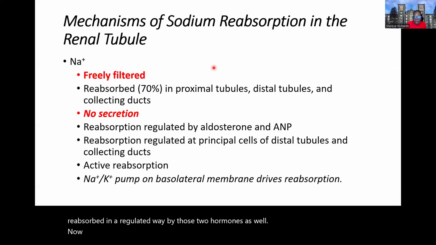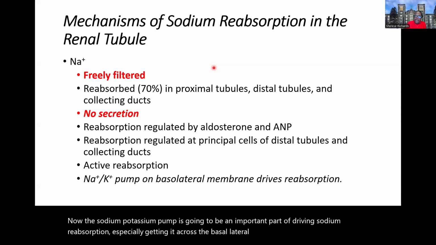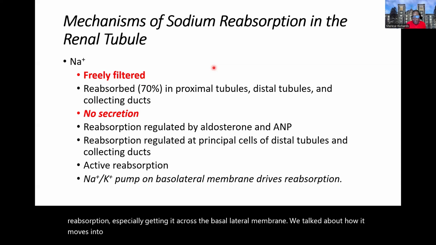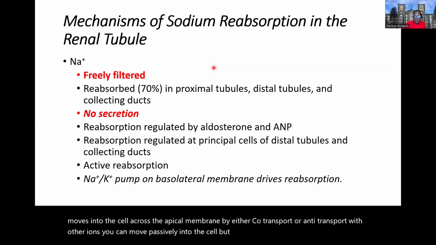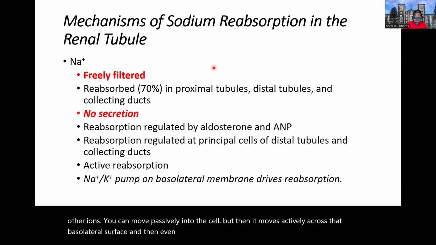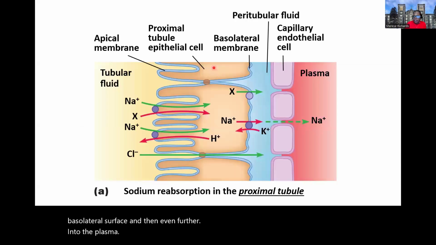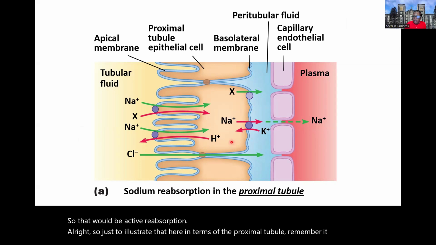Now, the sodium-potassium pump is going to be an important part of driving sodium reabsorption, especially getting it across the basolateral membrane. We talked about how it moves into the cell across the apical membrane by either co-transport or antiport with other ions. It can move passively into the cell, but then it moves actively across that basolateral surface and then even further into the plasma. So that would be active reabsorption. All right, so just to illustrate that here, in terms of the proximal tubule, remember, it facilitates water reabsorption here.